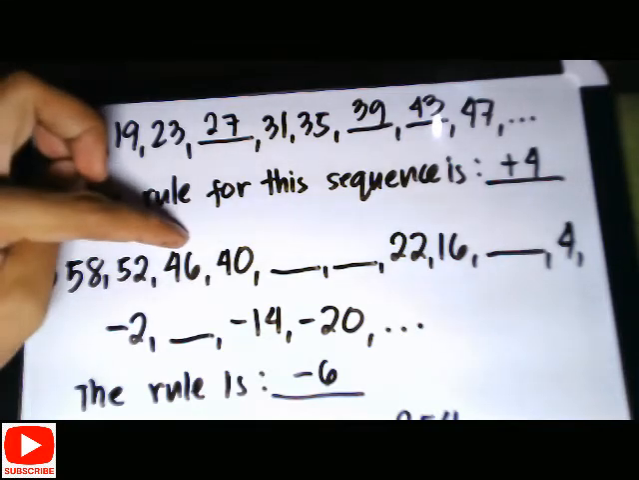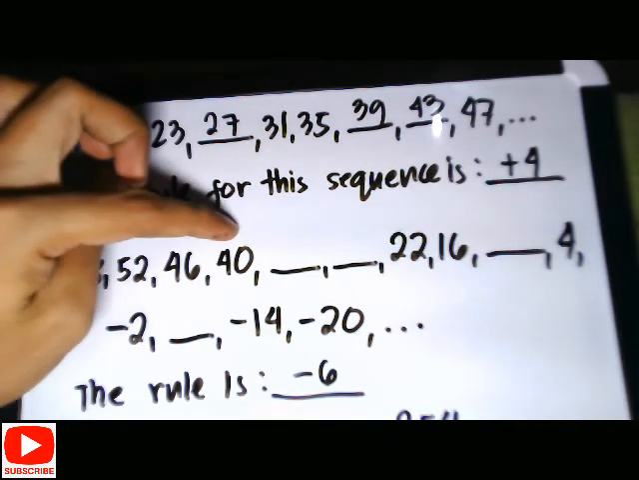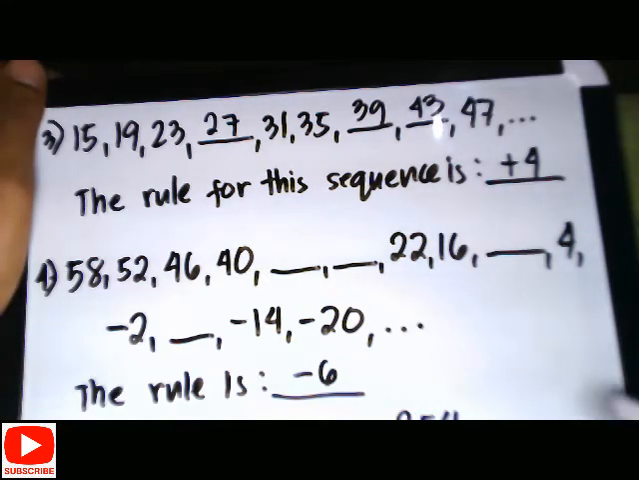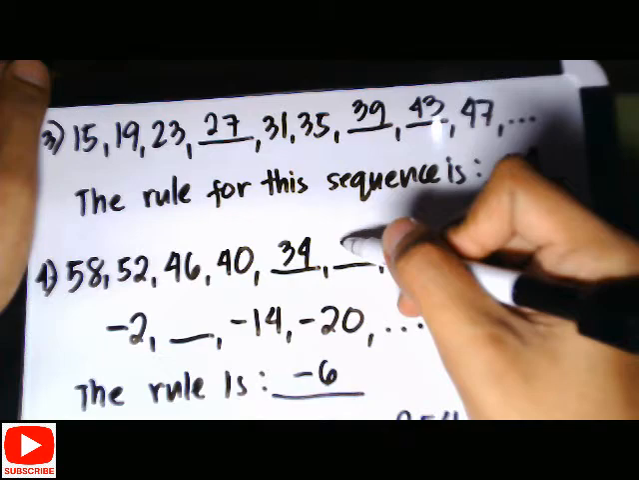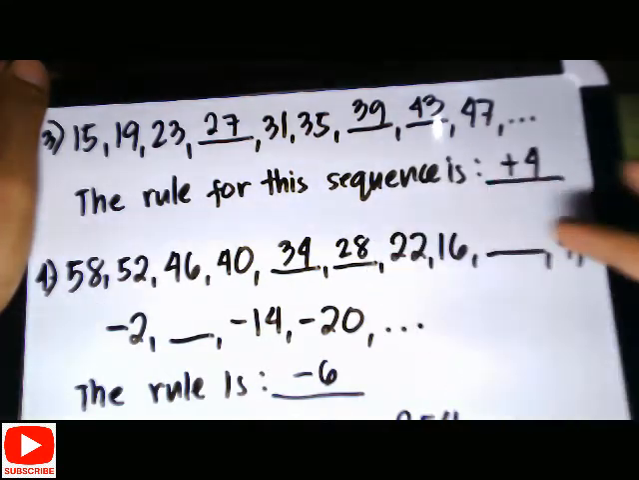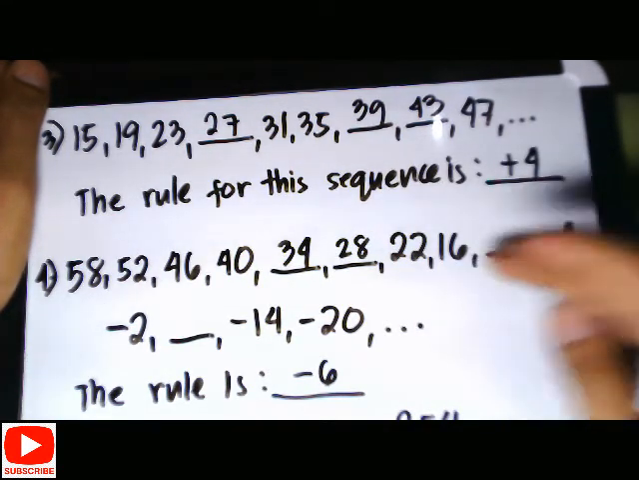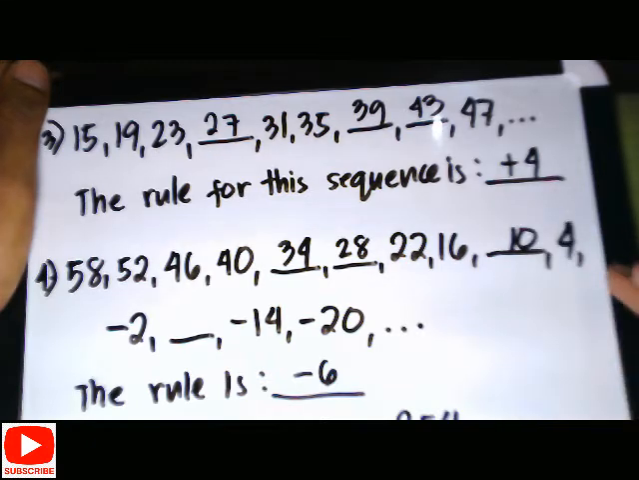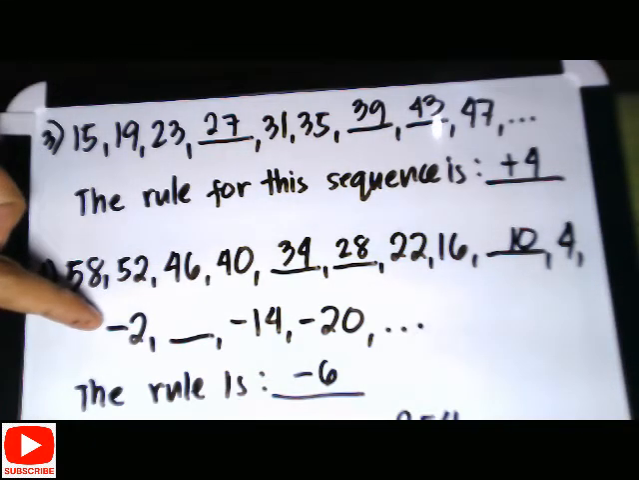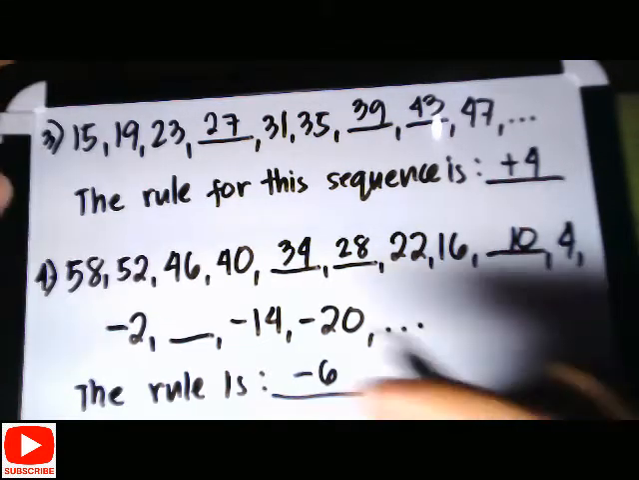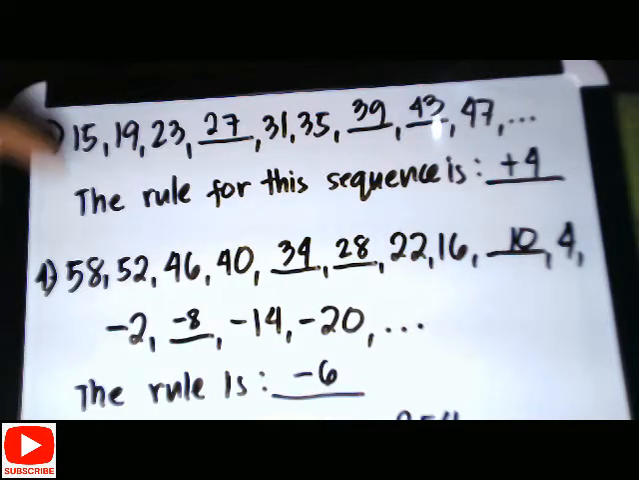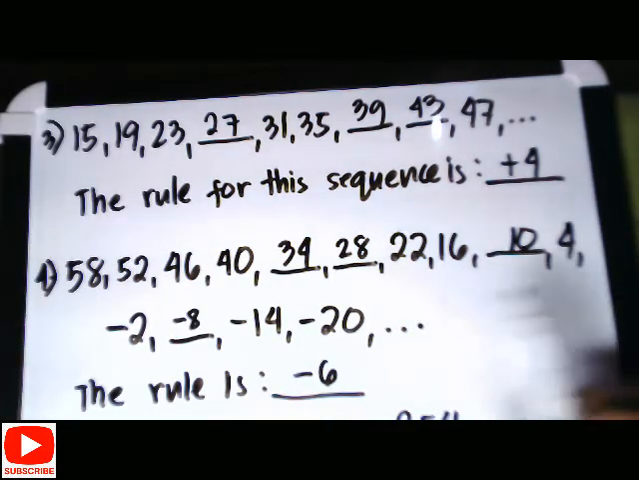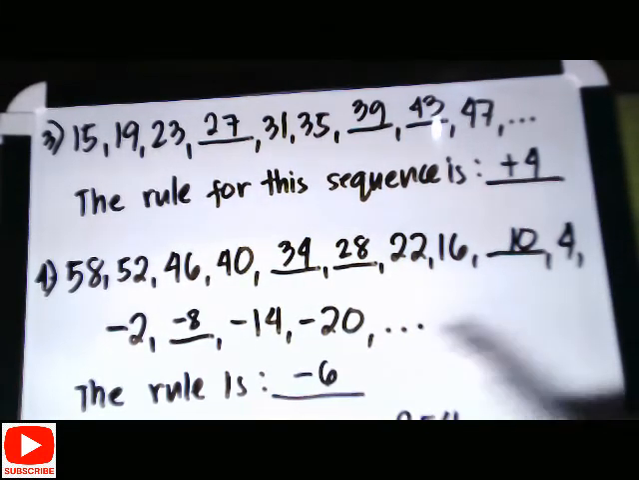52 minus 6, that's 46. 46 minus 6, that's 40. 40 minus 6, that's 34. 34 minus 6, that's 28. 16 minus 6, that's 10. Negative 2 minus 6, that's negative 8. So, negative 14, negative 20, and so on.